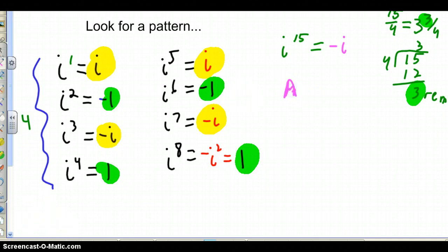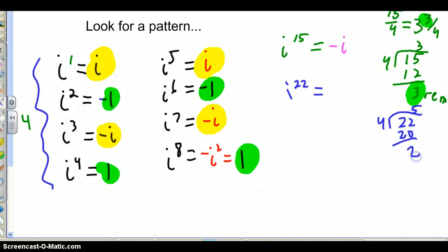So let's think through another one. Just erase that real quick. So we have I to the, say, 22nd power. Well, let's divide that by 4. 22 divided by 4 is 5, with 2 as my remainder. So 2 is my remainder, so my answer is -1. And so you can just do that over and over again to get really big exponents here and figure out what their actual value is just by knowing that pattern.